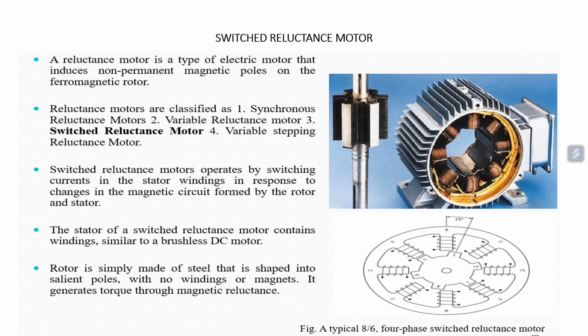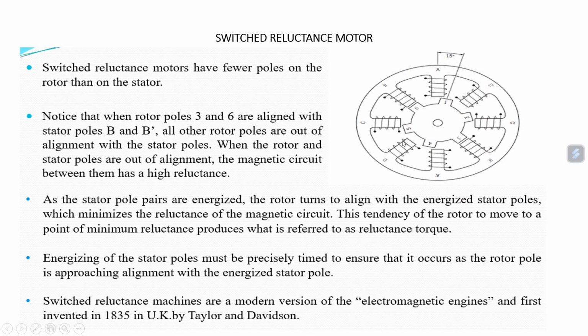The stator of a switch reluctance motor contains windings similar to a brushless DC motor. The rotor is simply made of steel shaped into salient poles with no winding or magnet. It generates torque through magnetic reluctance. For example, this is the diagram for an 8 by 6 pole motor, that is 8 stator poles and 6 rotor poles. So a switch reluctance motor has fewer poles on the rotor than on the stator.